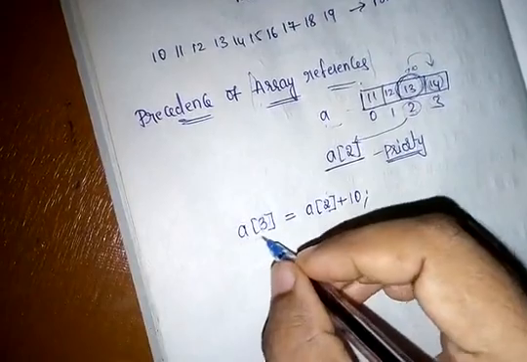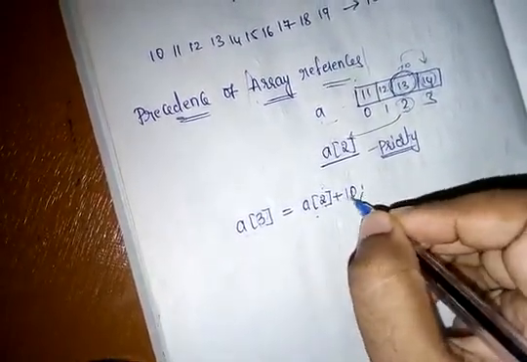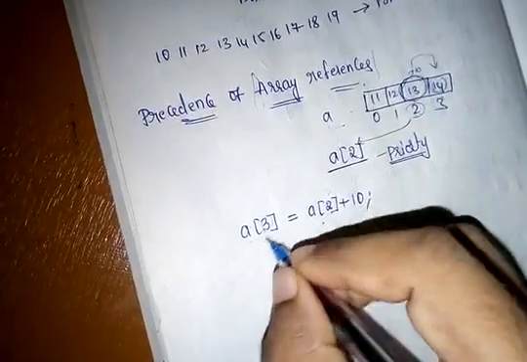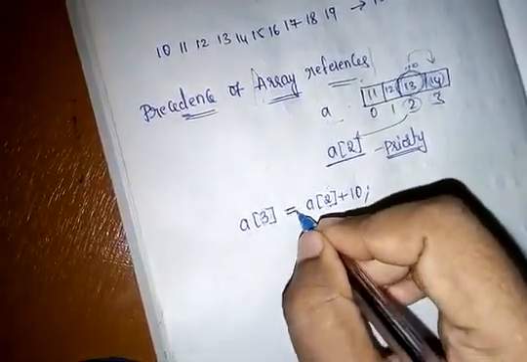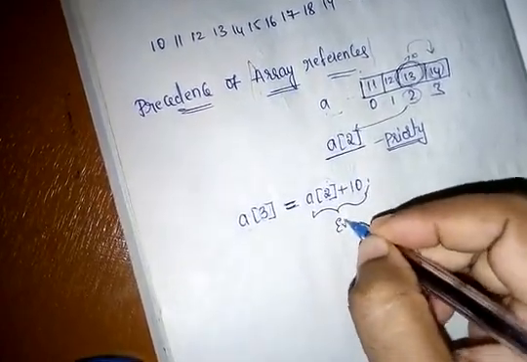So for that I am writing A[3] = A[2] + 10. When you write like this, when you use a statement with an assignment operator, first the right side value will be evaluated.